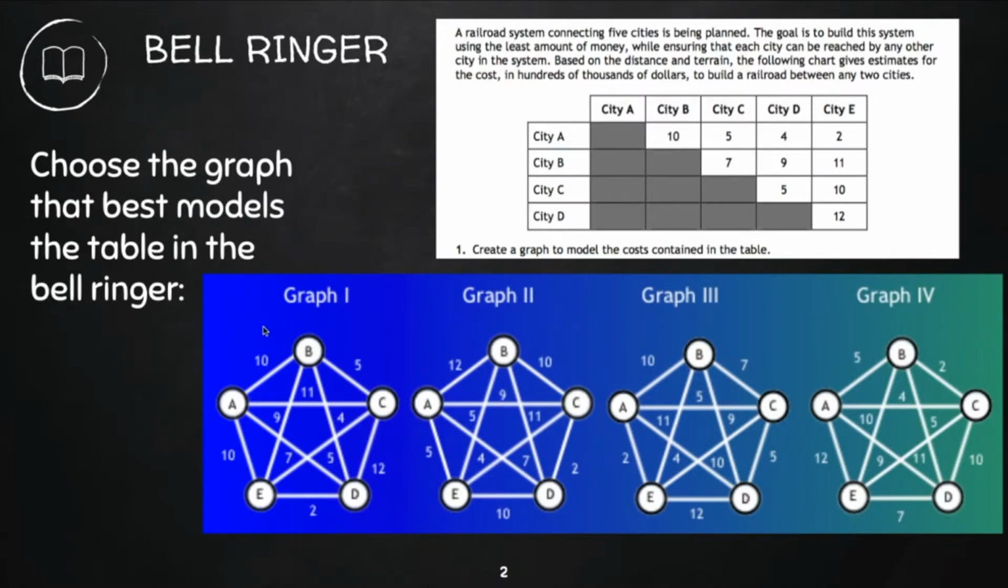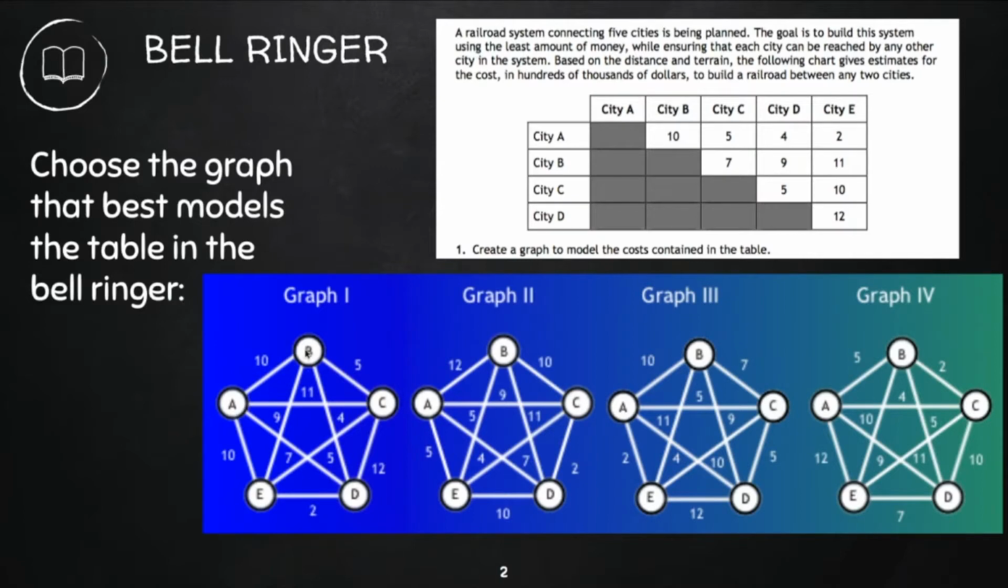Okay, so I have the answer on here. I'm hoping that you have drawn something similar to this. As you can see, all you've got to do is look and see if the values placed in between each city are congruent to what's in the table. So that edge between city A and city B should be 10. So you can eliminate anything that doesn't have 10 between A and B.